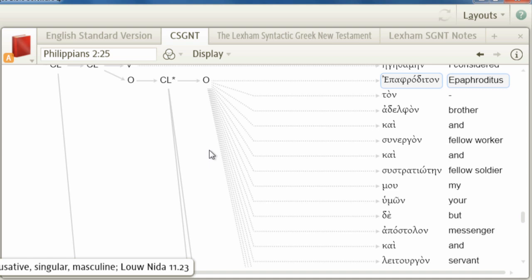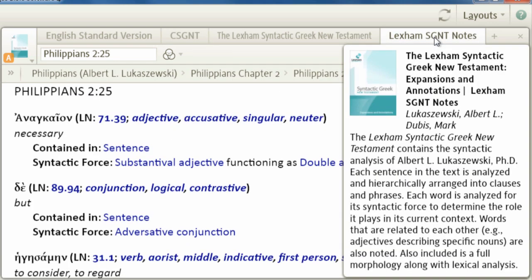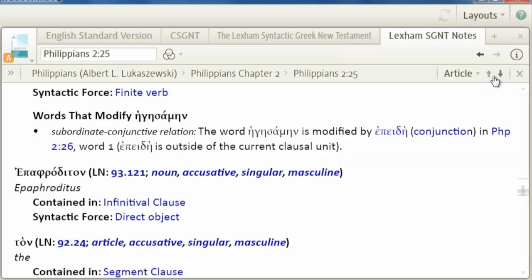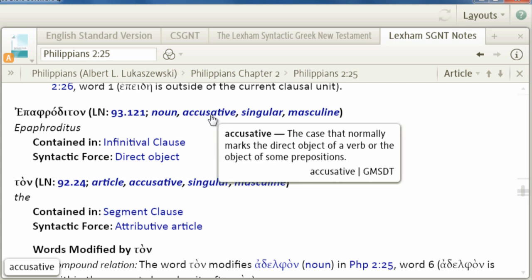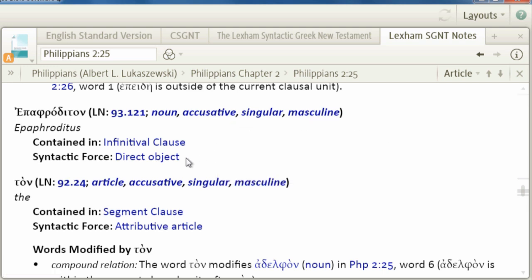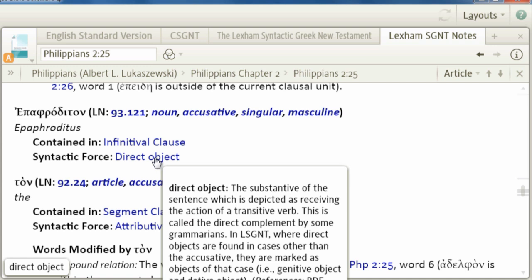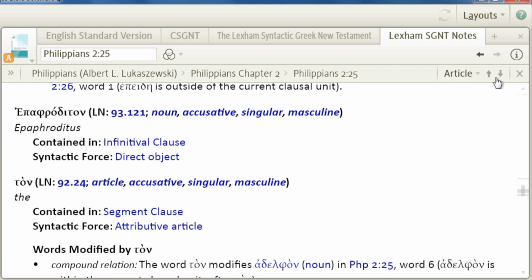Let's take a look at another resource that describes the function of words. The Lexham Syntactic Greek New Testament, Expansions and Annotations. Here we have one of the words in the accusative case, epaphroditon, translated Epaphroditus, in the accusative case. And if we hover over that, we get a definition, a case that normally marks the direct object of a verb. And we can see that that definition matches the syntactic force labeled here, direct object. But now what about the other words that were also highlighted because they were in the accusative case? Let's take a look.